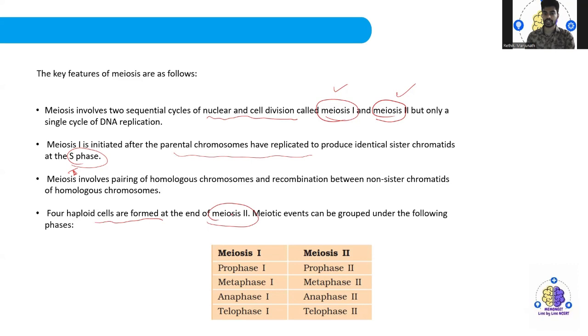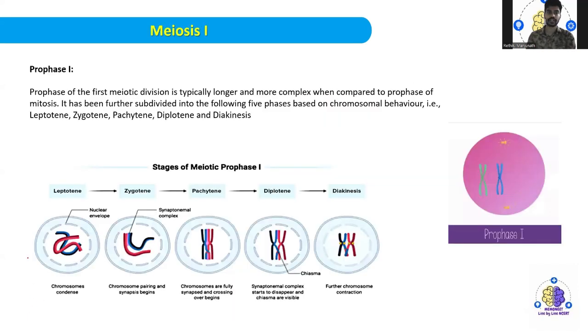The meiotic event can be grouped under the following phases. In meiosis 1, you will see prophase 1, metaphase 1, anaphase 1, and telophase 1. Whereas in meiosis 2, again you will observe prophase 2, metaphase 2, anaphase 2, and telophase 2. Let's see what these are.